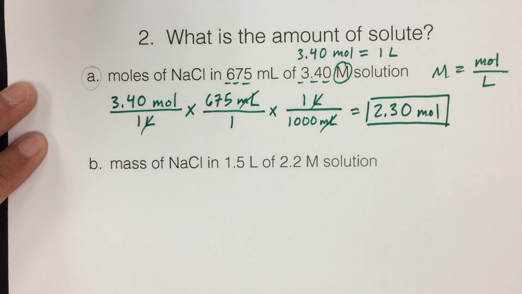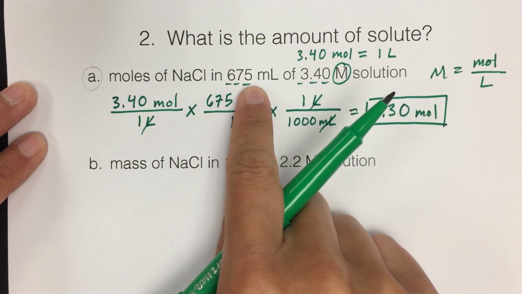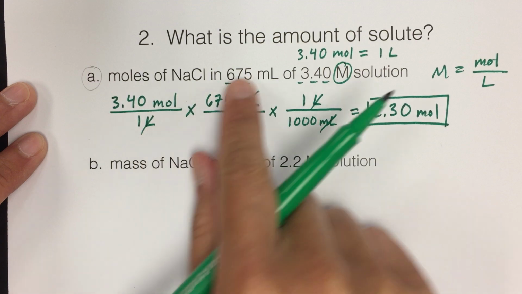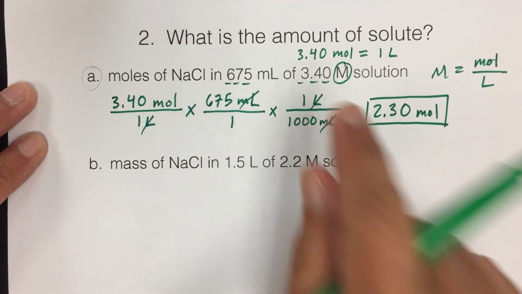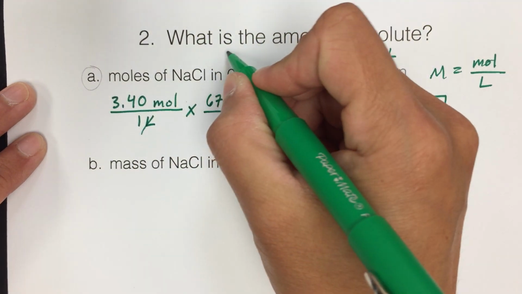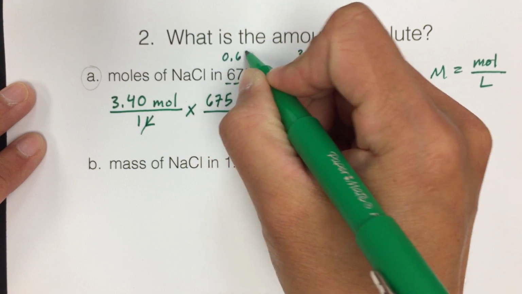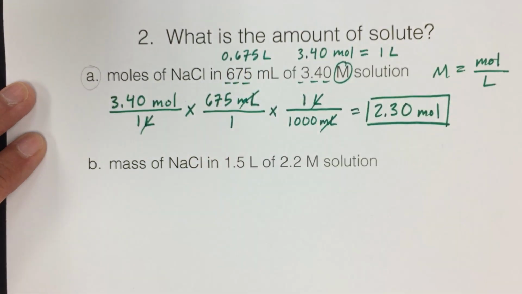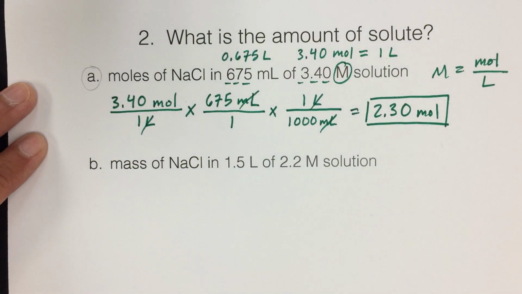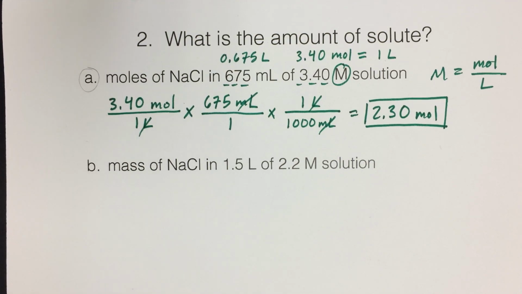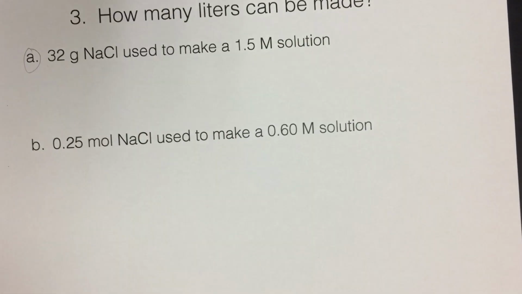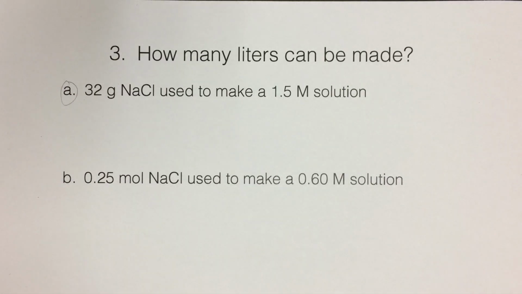Okay. If you feel comfortable just converting this number directly to liters to cancel this without writing this conversion, so if you just plugged into the problem 0.675 liters, you are allowed to do that as long as you do it correctly. Okay, so that's the second type if we're solving for an amount of solute. We'll do the last type, which is when we're asked to calculate a volume now. So this is the last type, how many liters can be made.